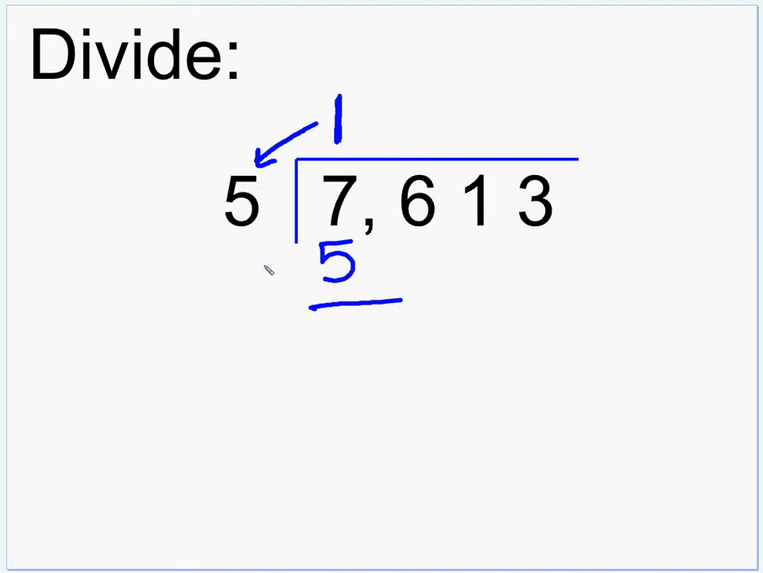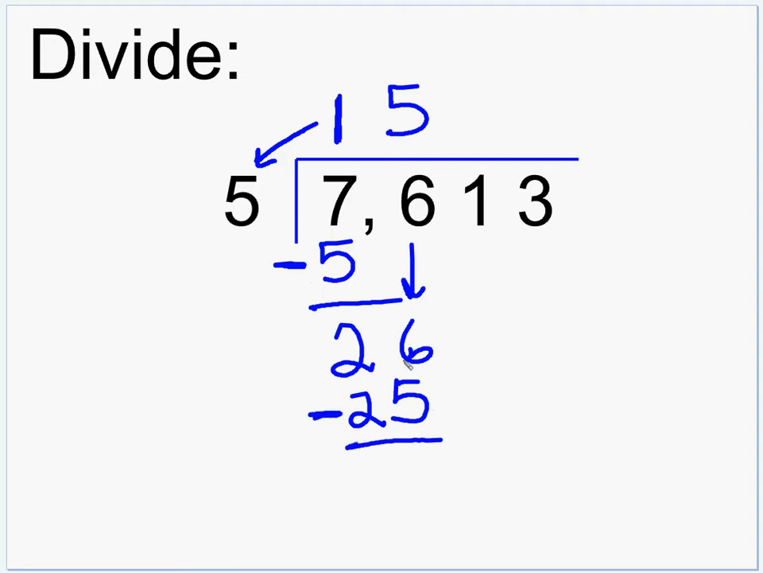You know, there's nothing there. We could sort of distribute a negative, and 7 minus 5 is 2. We bring down the next number. How many times does 5 go into 26 without going over? Well, 5 times 5 is 25. And we subtract. 26 minus 25 is 1, and we bring down the next number 1. 5 goes into 11 twice without going over. 2 times 5 is 10. And when we subtract here, 11 minus 10 is 1.